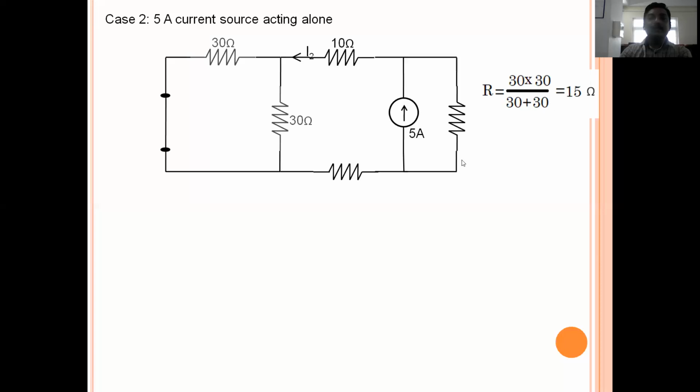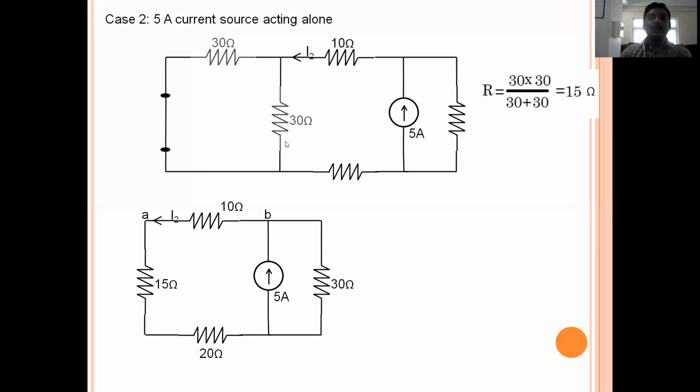So these two resistances are replaced with 15 ohm, and this 100 ohm resistance is there as it is, and this 20 ohm resistance is also there as it is, and this 30 ohm resistance is also here. Here you can see that the current is flowing from B to A. The total current here is 5 ampere. It is coming at this point and is split into two; some amount, say I2, is flowing in this direction and some amount of current is flowing in this direction.